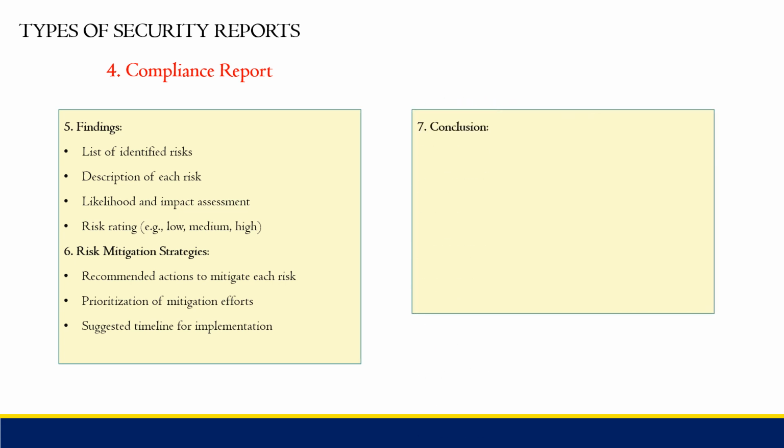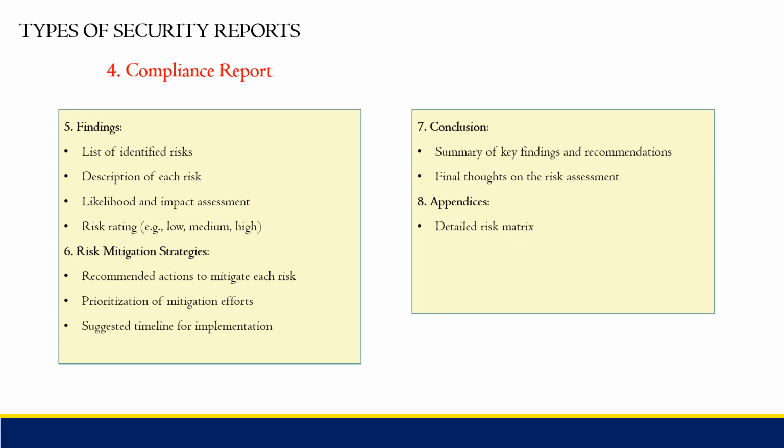Seven, conclusion. Summary of key findings and recommendations. Final thoughts on the risk assessment. 8, appendices. Detailed risk matrix. Additional supporting documents. Risk assessment tools and templates used.